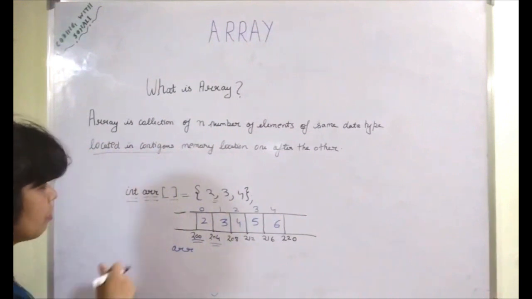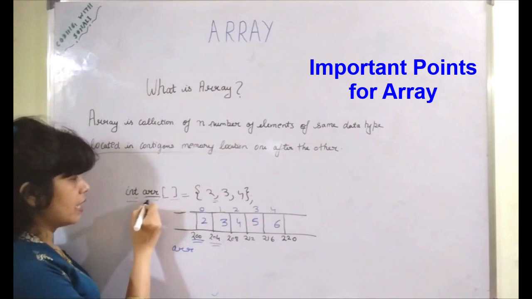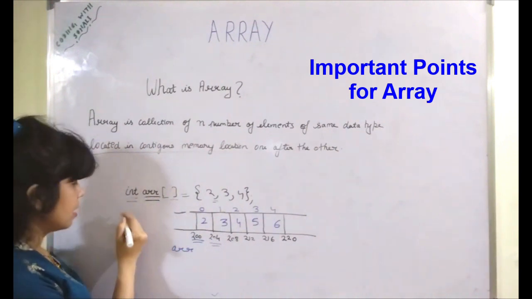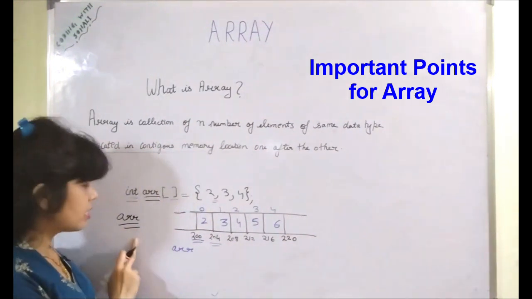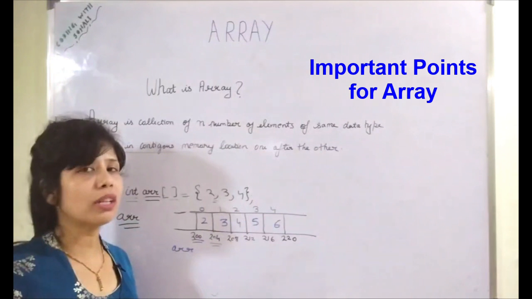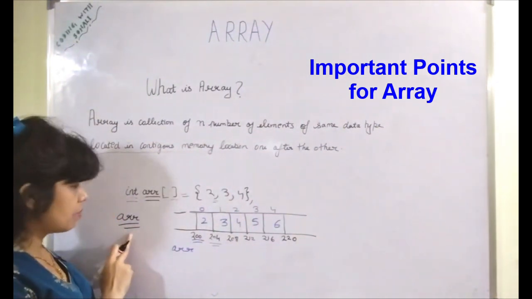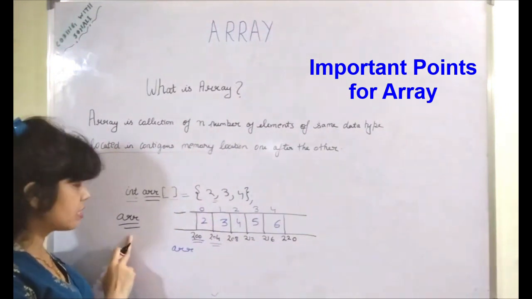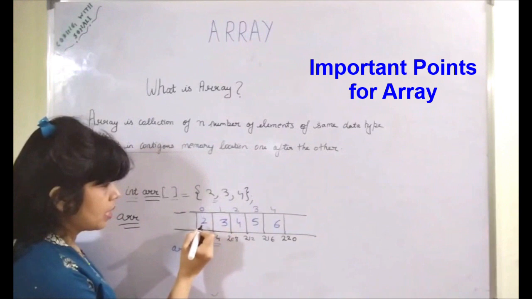Now one more thing in case of the array. First of all, the name of the array, that is ARR, is called a base address. It is a constant pointer, that is, it cannot be changed to point to another address. That is the reason it is called a constant pointer. It is the base address, so it will contain the address of the 0th element of the array.